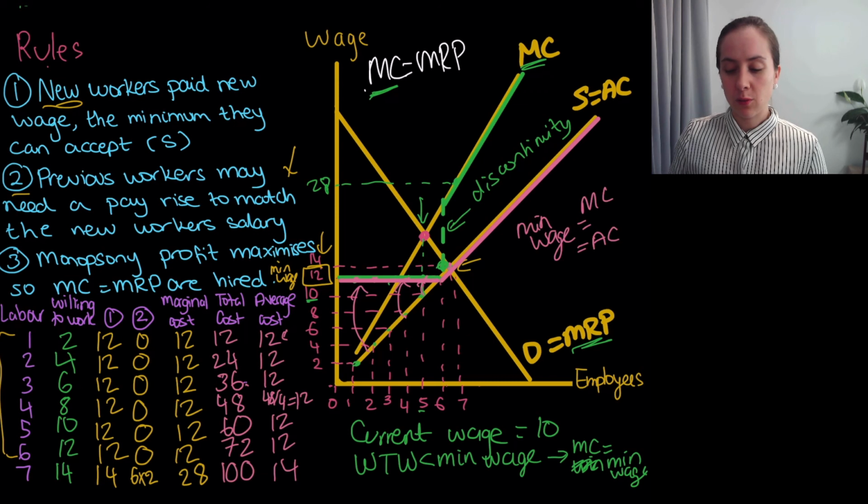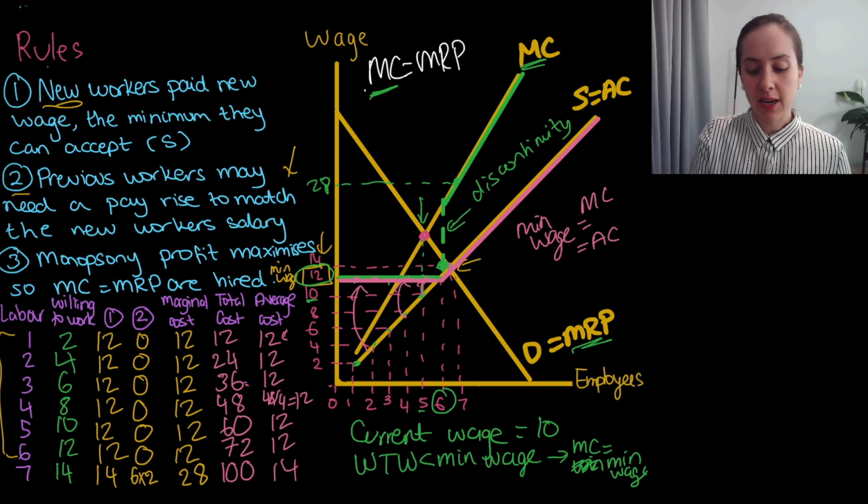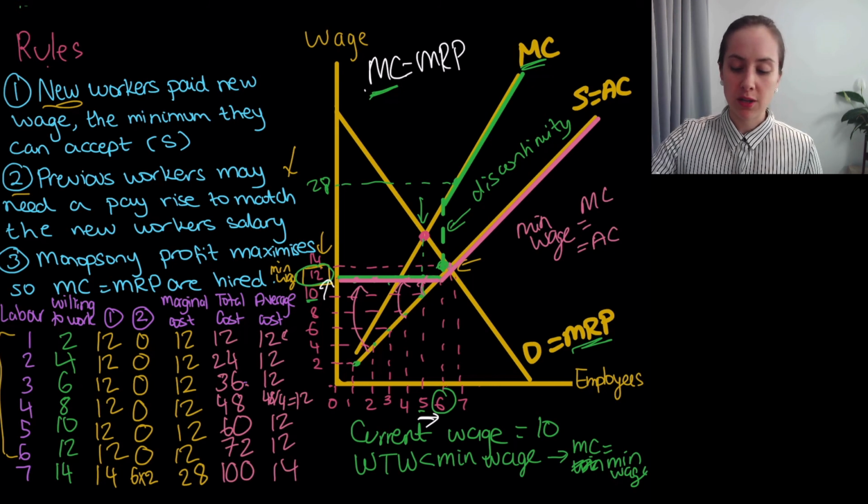This monopsony is going to want to hire that 6th person. And they're going to pay them the minimum, so on the supply curve. So they're going to pay them 12 and they're going to hire 6 people, which is really curious because they've actually managed to hire 1 extra person, even though the minimum wage is going higher.